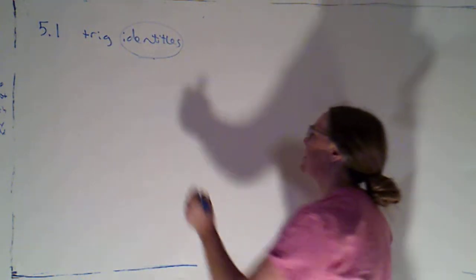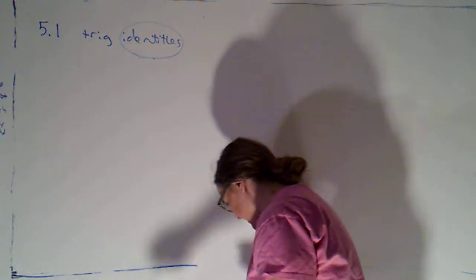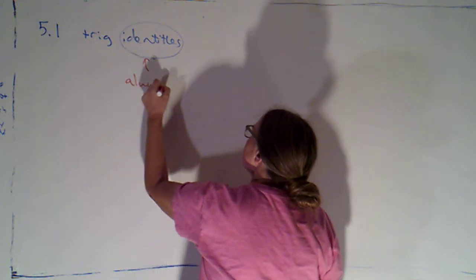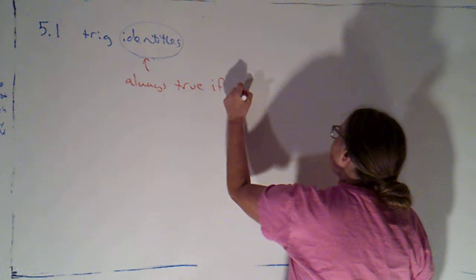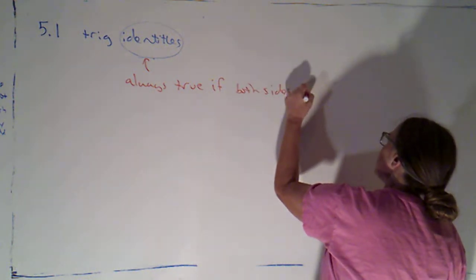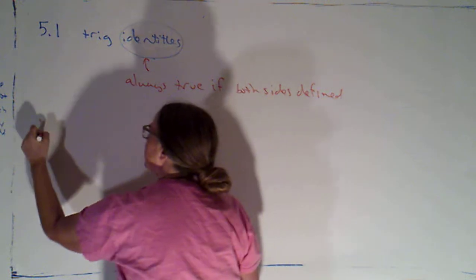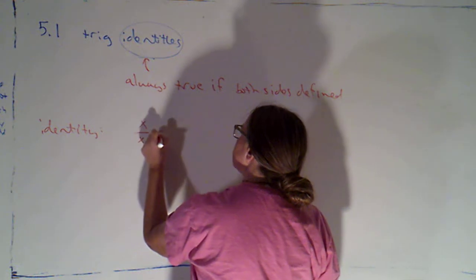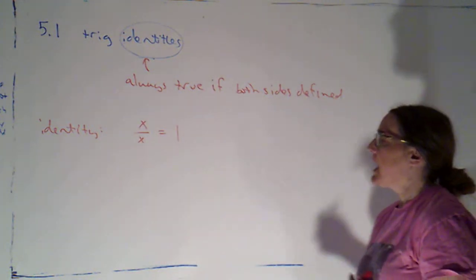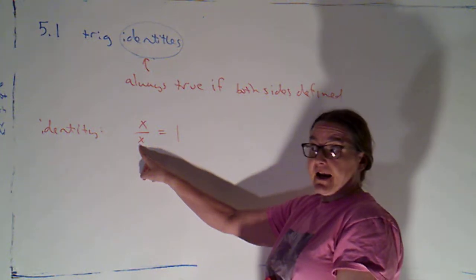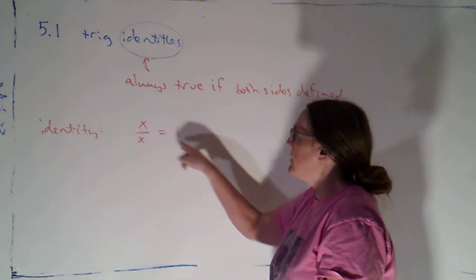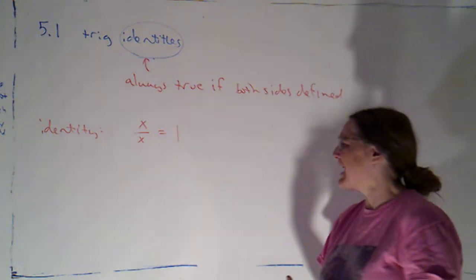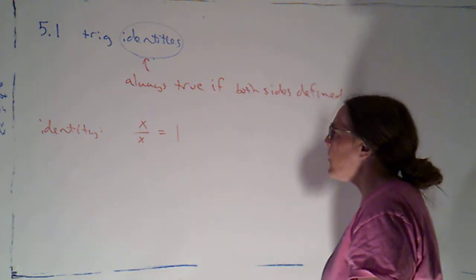An identity is an equation that's always true if both sides are defined. So an example of an identity might be something like x over x is equal to 1. Now, as long as this side is defined, which would be if x is not 0, it's always going to simplify to 1. So this isn't an equation where I'd probably be asked to solve for x. I just say, oh, that's always the case.